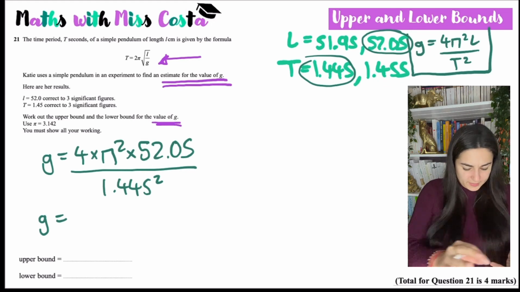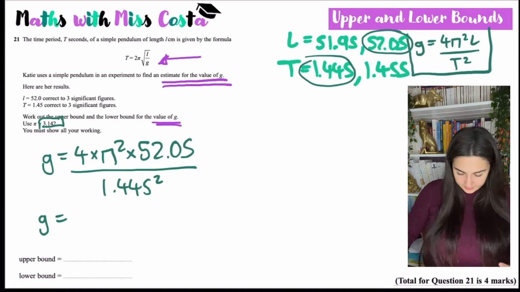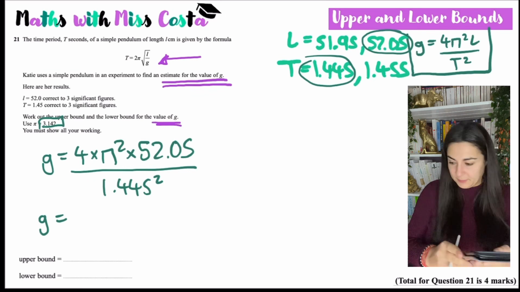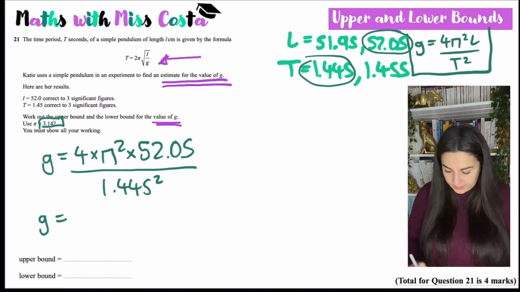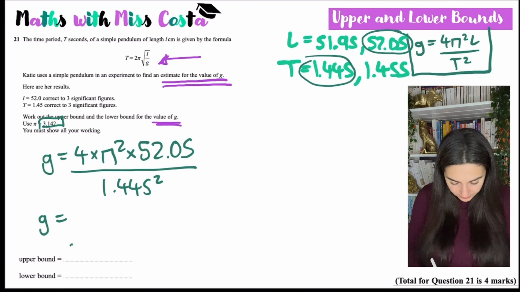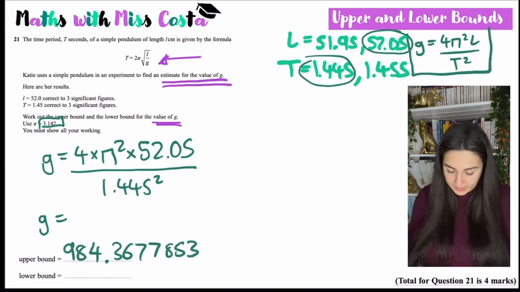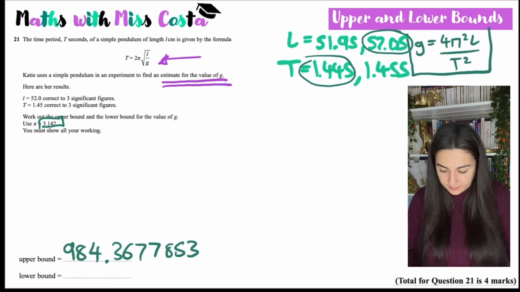So 4 times, oh, and you have to use 3.142 for pi. So 4 times 3.142 squared times by 52.05 divided by, put in brackets, 1.445 squared gives me 984.367. Okay, so that's going to be the upper bound. That's going to be 984.3677853.